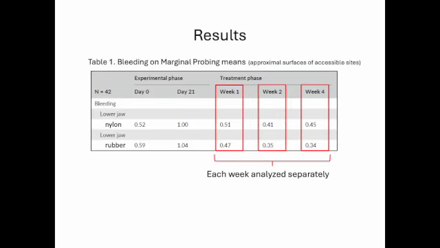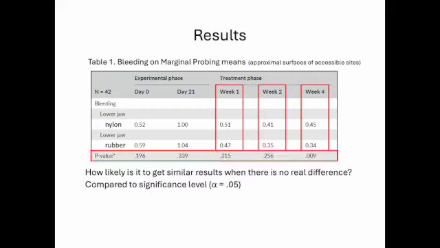What they did is at each of the 3 weeks, they just looked to see if there was a difference between the two devices. And now we see the p-values. And the same thing for the experimental phase. They weren't looking to see if that was a significant increase in bleeding. They just looked, is there a difference between the nylon that wasn't nylon yet and the rubber that wasn't rubber yet? We're looking at the treatment phase and we're looking at the p-value.